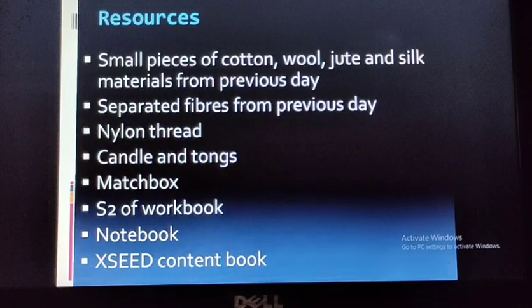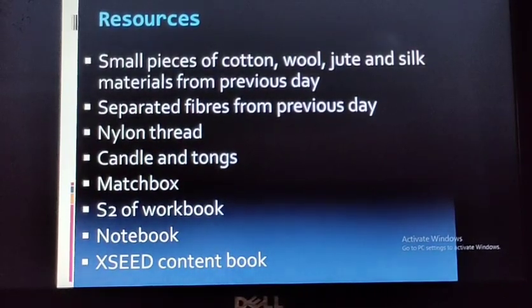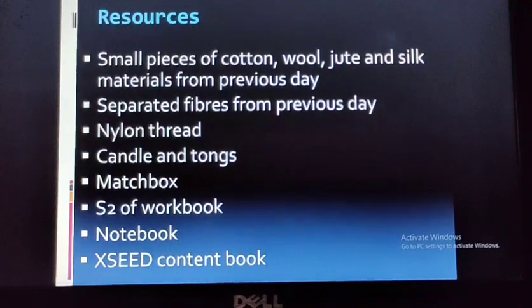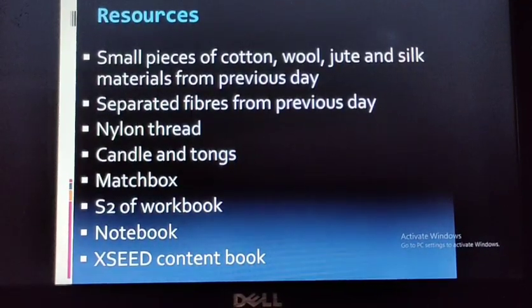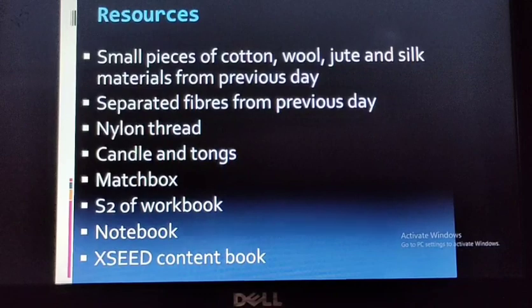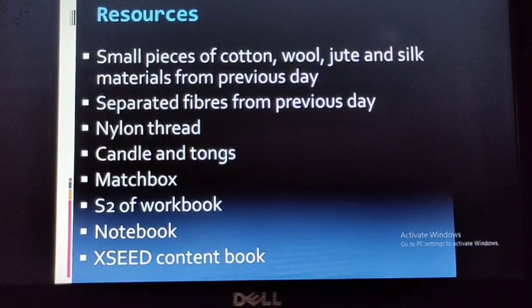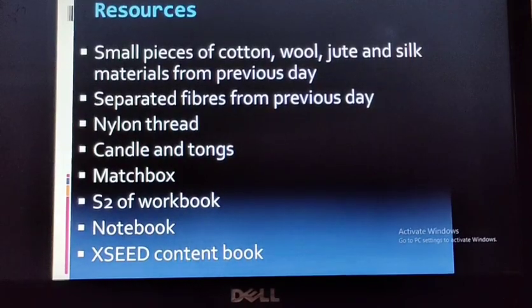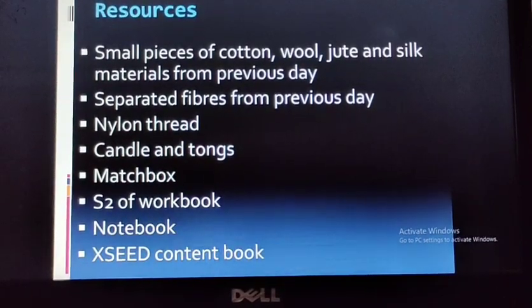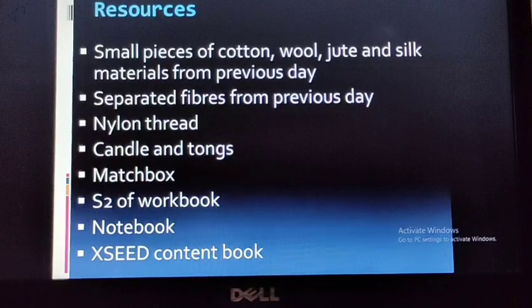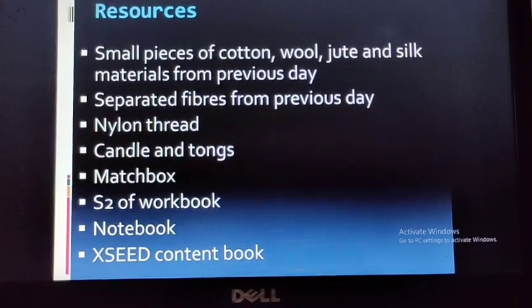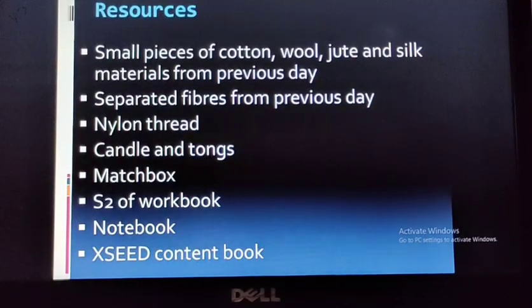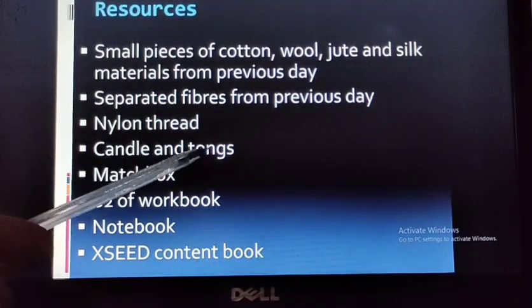The sources required are small pieces of cotton, wool, jute and silk materials from the previous day, separated fibers from the previous day, nylon thread, candle and tongs, matchbox, S2O workbook, notebook and Excel content book. Students, you can see this tong. Tong is an instrument which is used to hold something.